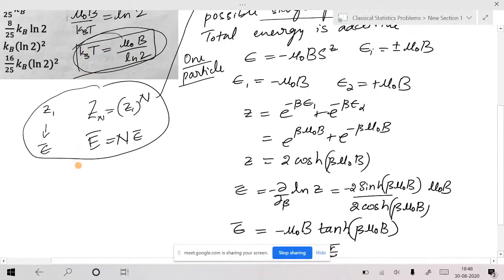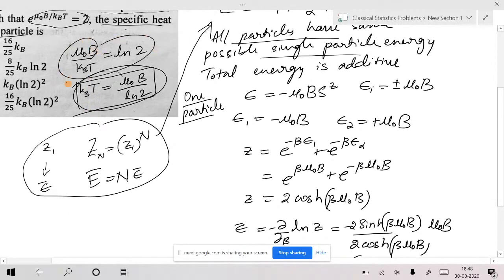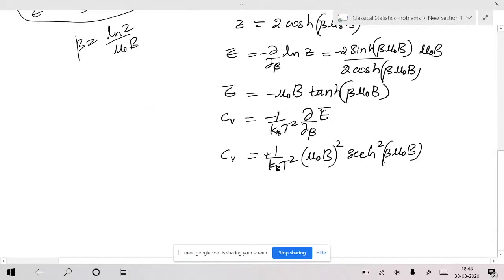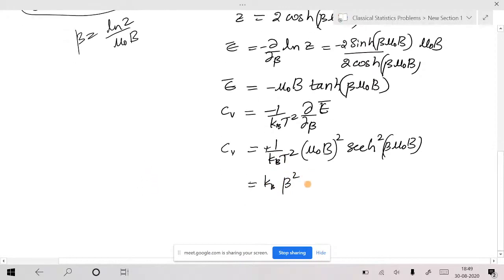So again, you can write this one as kBT; actually beta is equal to ln 2 by mu naught B. It is better to write it like this. Again I will multiply and divide by kB, so that (kBT) the whole square appears: kB into beta square, into (mu naught B) the whole square, times sech square of beta mu naught B.